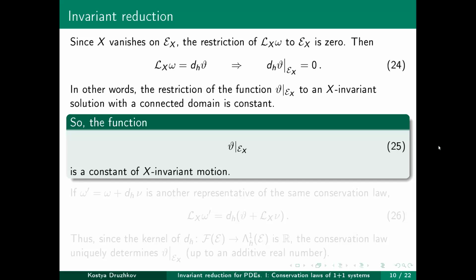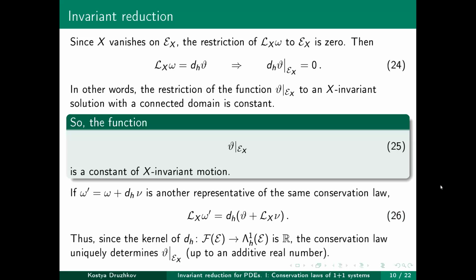because if we restrict it to an X-invariant solution, we get just a real number. I mean, we don't get just a real number literally, but it becomes a constant. The constant depends on the choice of an invariant solution, and if it doesn't depend on the choice of an invariant solution, then we can say that the result is trivial. So there are trivial results of this reduction, and it's possible to get a trivial constant of invariant reduction from a non-trivial invariant conservation law, actually.